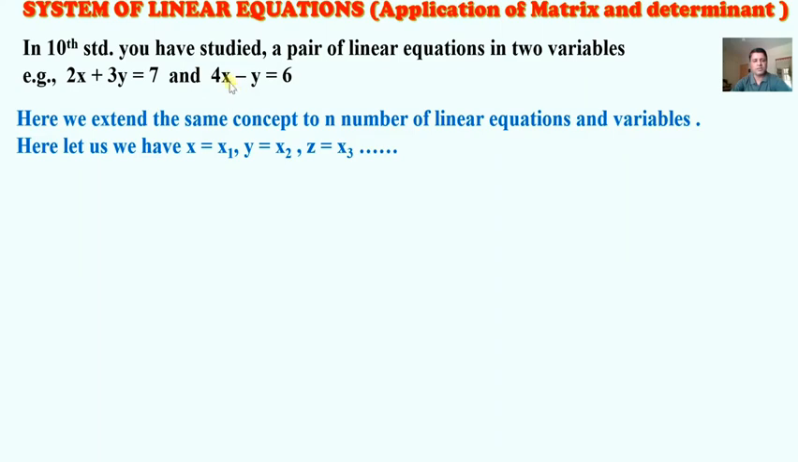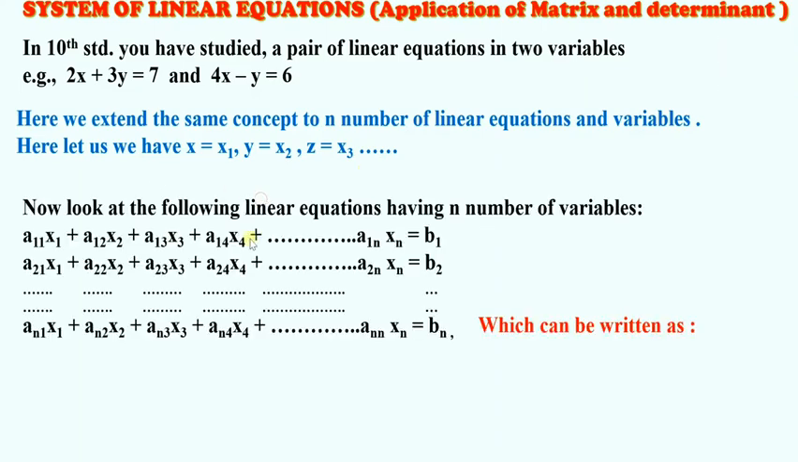That means now x, y, z and so on will be replaced by x is equal to x1, y is equal to x2, z is equal to x3, and so on up to n variables. And similarly, there were only two equations; here we can take 3, 4, 5, and so on. So that is called a system of linear equations in n variables.